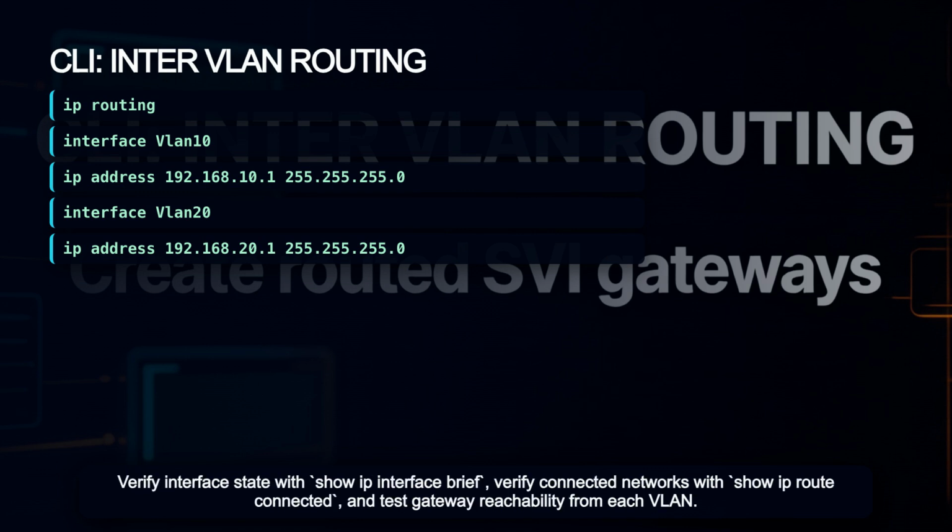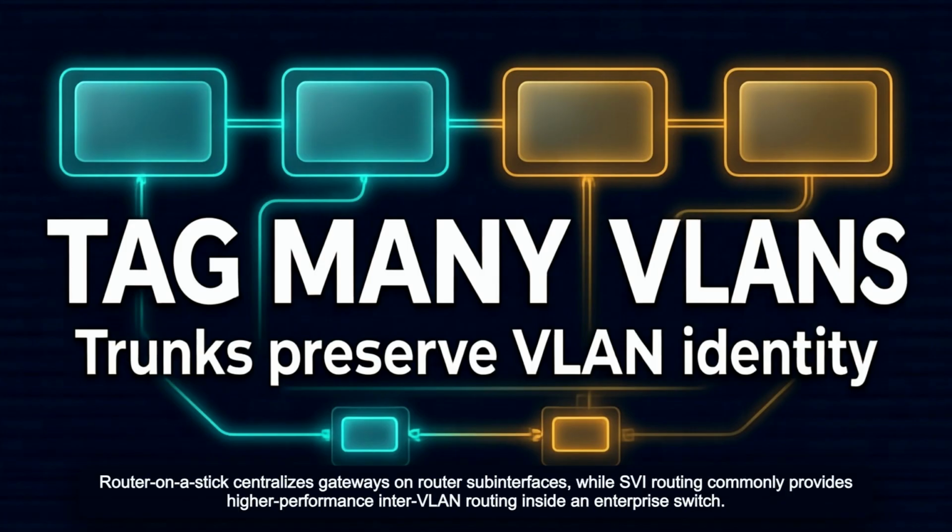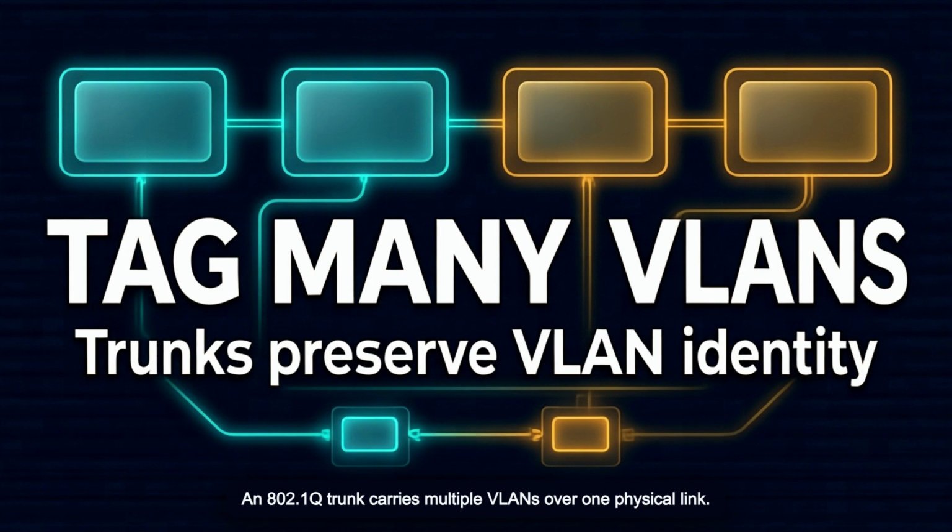Verify interface state with show ip interface brief. Verify connected networks with show ip route connected, and test gateway reachability from each VLAN. Router on a stick centralizes gateways on router subinterfaces, while SVI routing commonly provides higher performance inter-VLAN routing inside an enterprise switch. An 802.1q trunk carries multiple VLANs over one physical link.